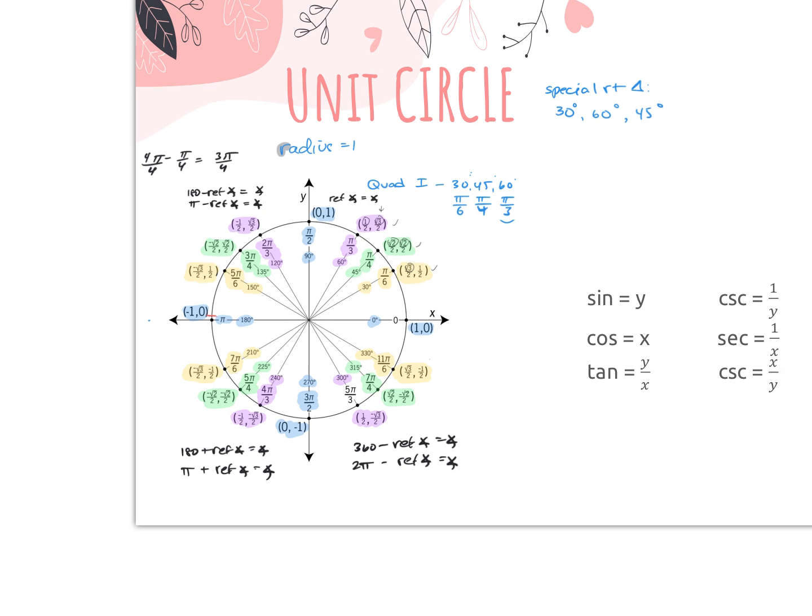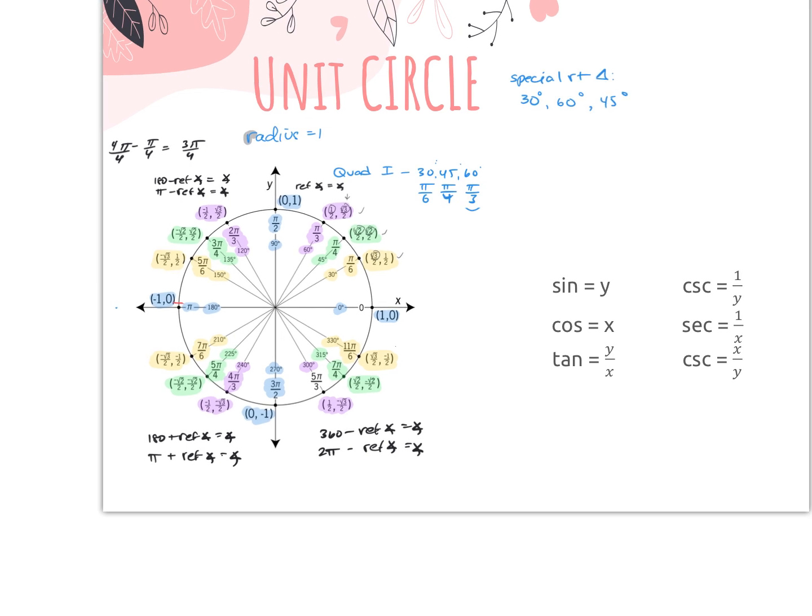Our sine and cosine ratios never really change. It's y over r, x over r, y over x, and then the cosecant is r over y, secant is r over x, and cotangent is x over y, right?